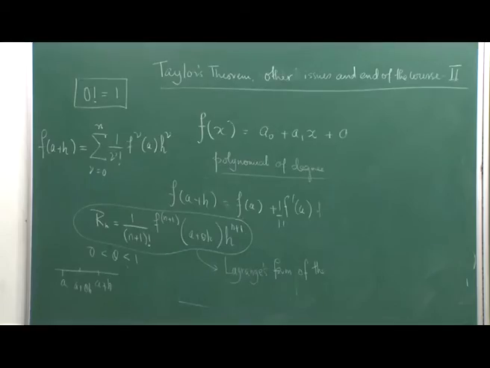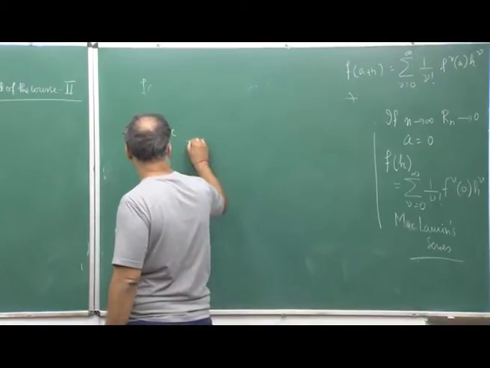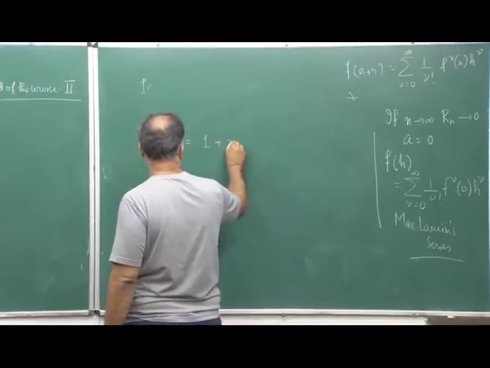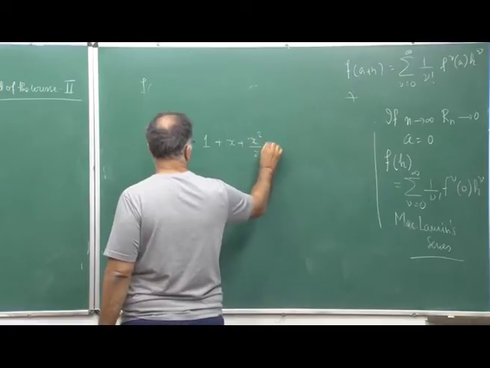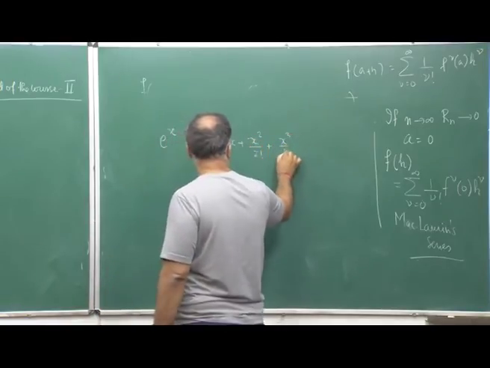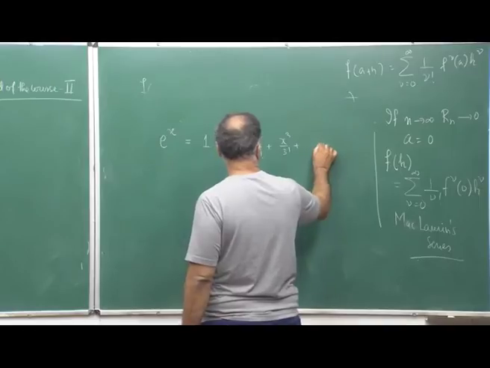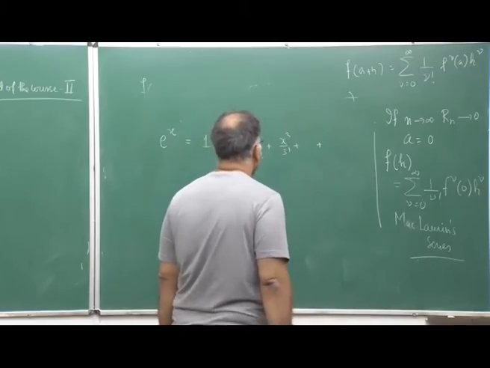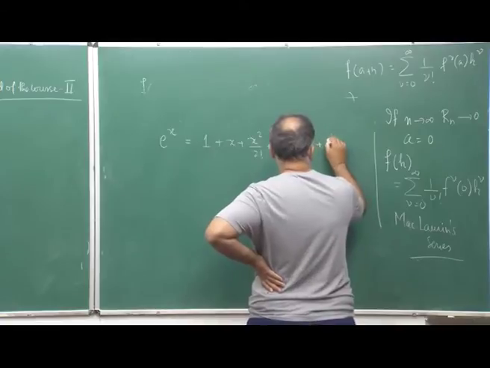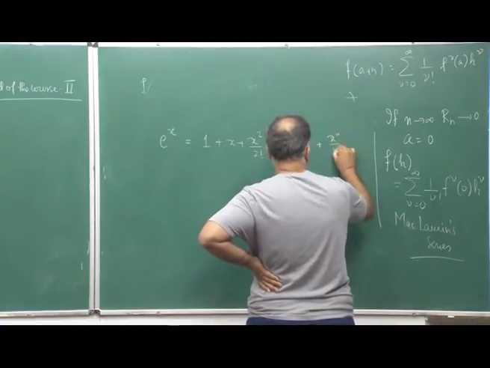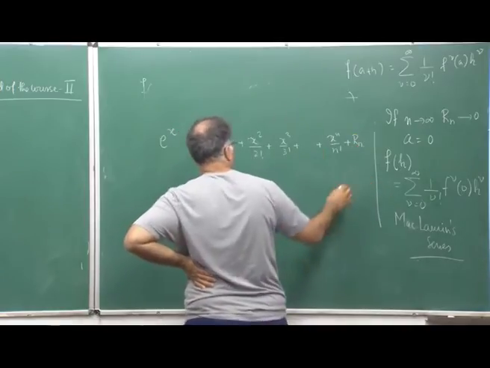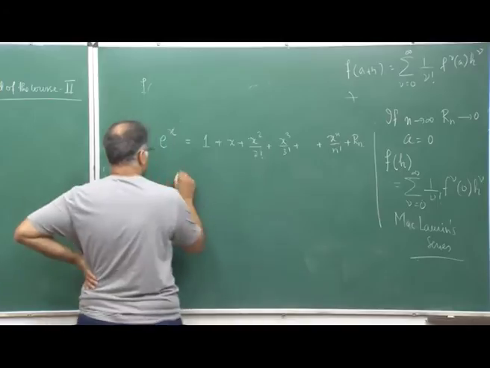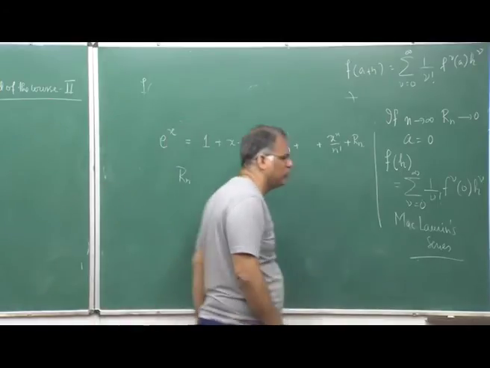So if I take e to the power x, e to the power 0 is 1 plus x square by factorial 2 plus x cube by factorial 3 plus the last term x^n by factorial n plus R_n(x), or R_n if you want to call it, because we are choosing that particular x.